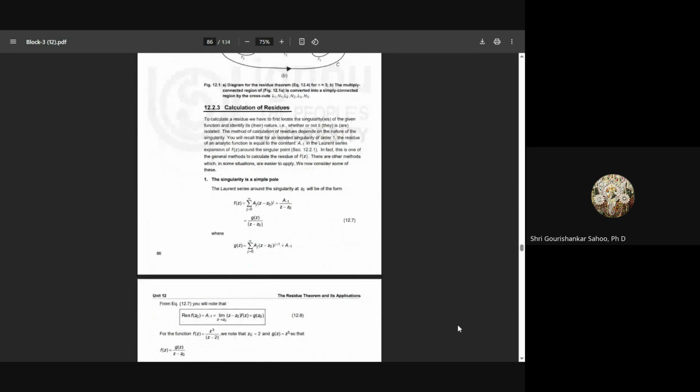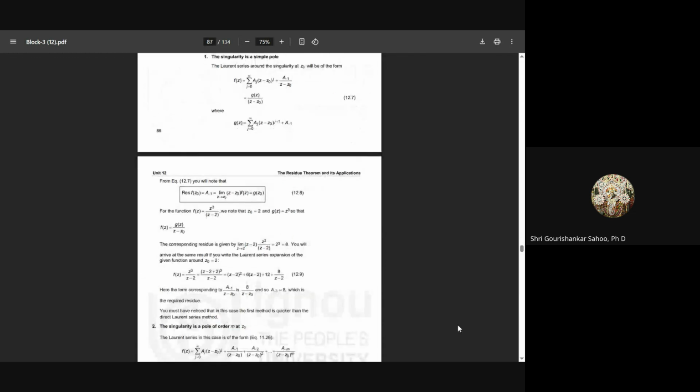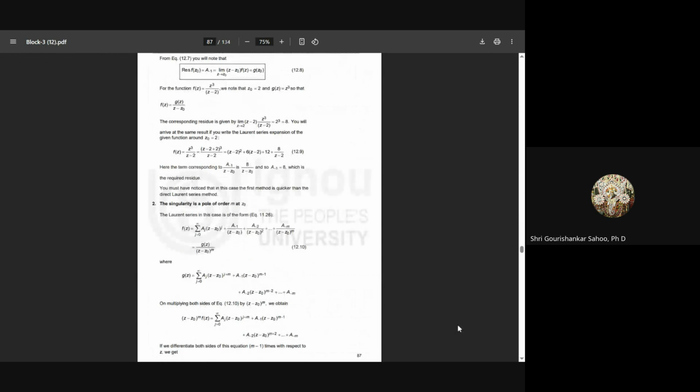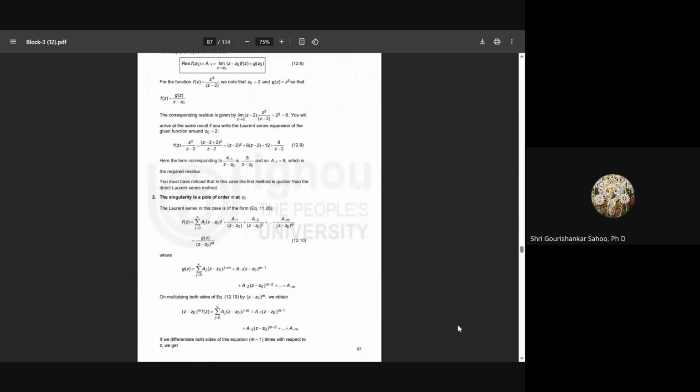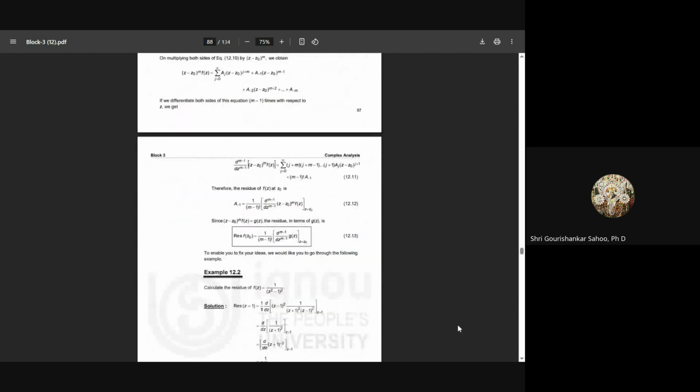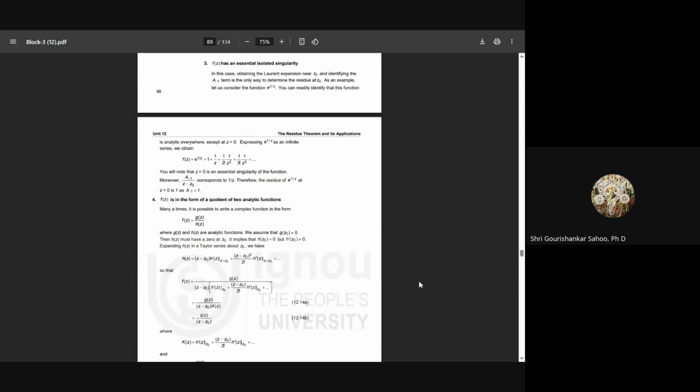So how to calculate residue? If the singularity is a simple pole, your residue f of z0 is equal to limit z tends to z0 of (z minus z0) f(z), which is equal to g(z0). If the singularity is a pole of order m at z0, then your residue of f at z0 is equal to 1 by (m minus 1) factorial d to the power m minus 1 g(z) by dz to the power m minus 1, where z is equal to z0.